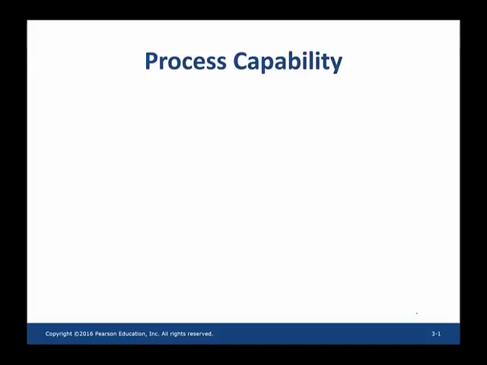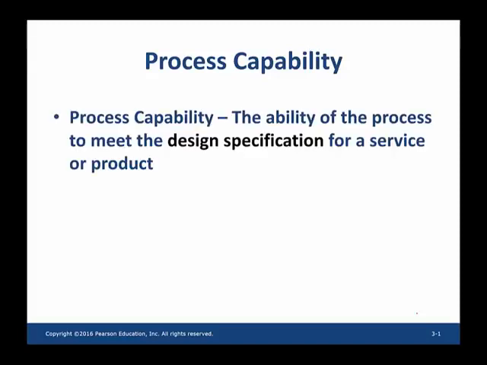Alright, in this video I discuss process capability. What do I mean by process capability? The definition is the ability of a process to meet the design specification for a particular service or a product. In this case, design specification has two things: one is the nominal value, and the other is the tolerance.